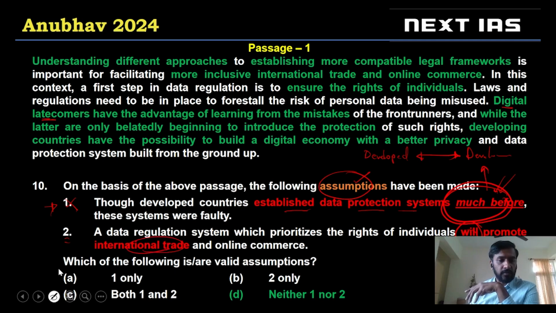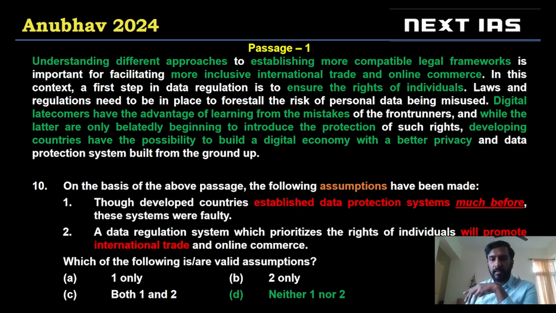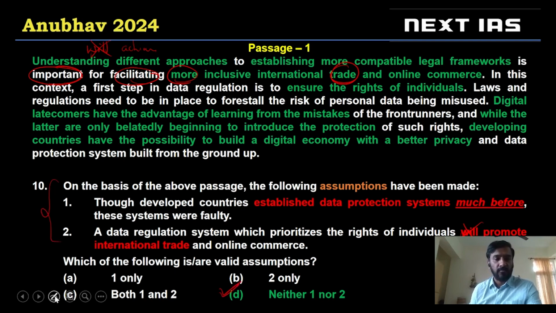What we have learned from the previous questions is that will promote suggests that this definitely will, right? And if you notice, the passage says is important for facilitating more trade, right? Important for facilitating is different from will achieve more trade, right? So will achieve or will promote makes it incorrect. So the correct choice here is D. Neither of these assumptions are valid.